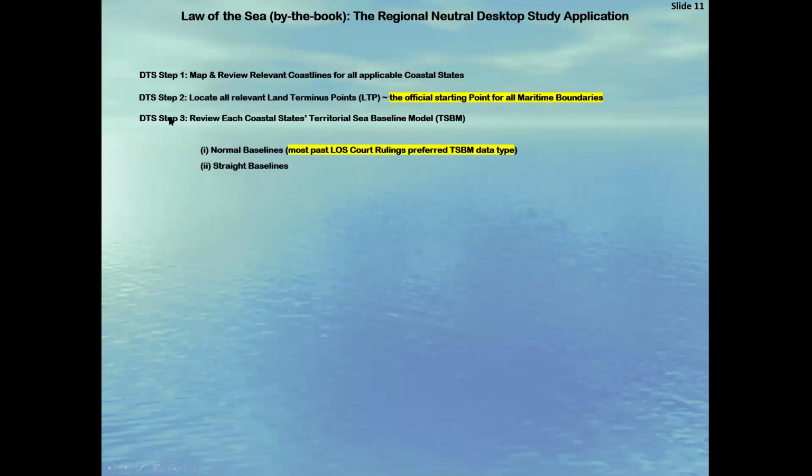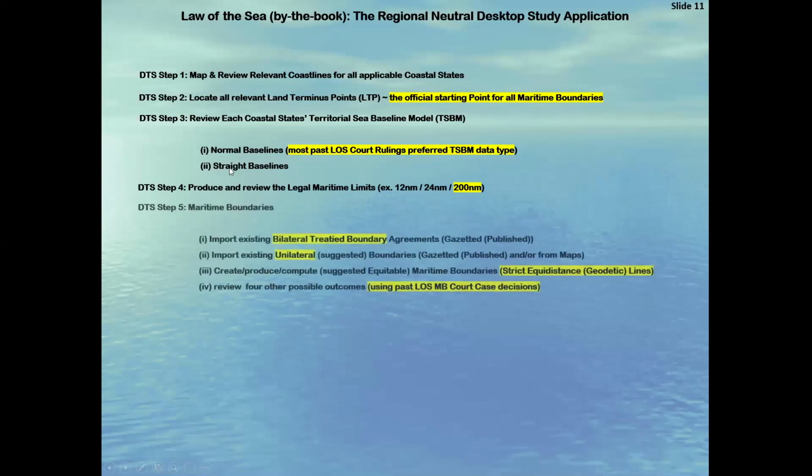Peter mentioned that. Step 3, review each coastal state's territorial sea baseline model. That is normal and or straight baselines. Just a note, states like normal, they don't really like the straight baselines, and we know that from reverse engineering all these studies. Step 4, produce and review the legal limits. We're only looking at the 200-mile for this study.